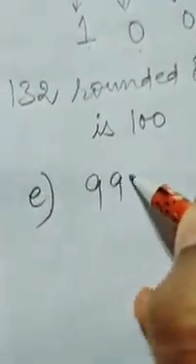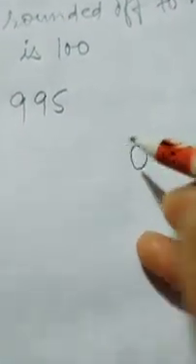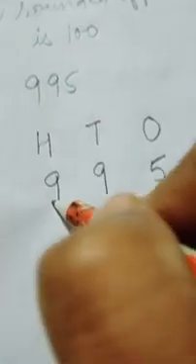Yes, what is E part? The statement is 995. See this sum very carefully. Yes, we will write the digits according to the places. Here 995. While rounding to the nearest 100, we will observe the digit of the tens place. The ones place digit will become 0. The tens digit will also become 0. Yes. Now the change will be in the 100 place digit.